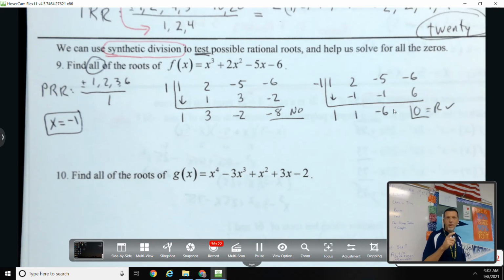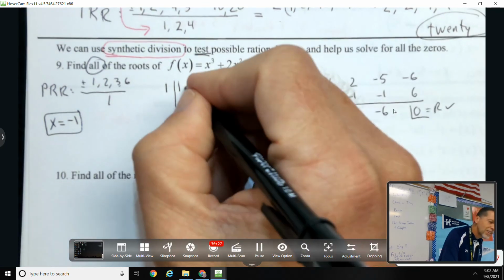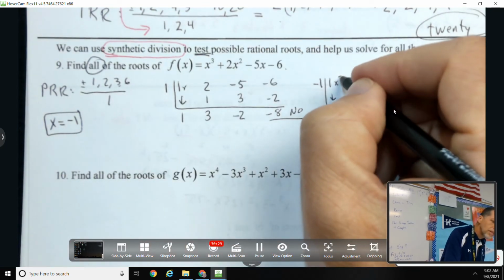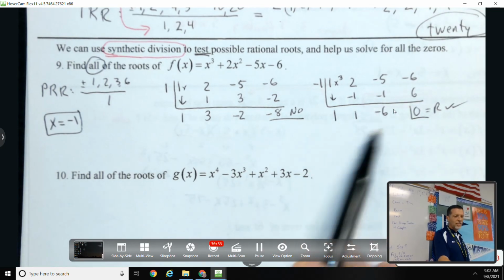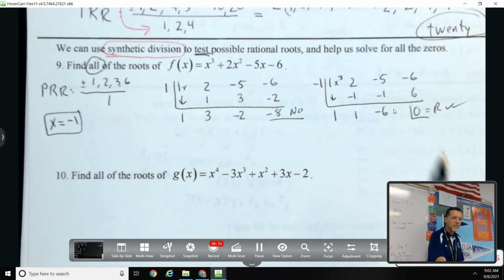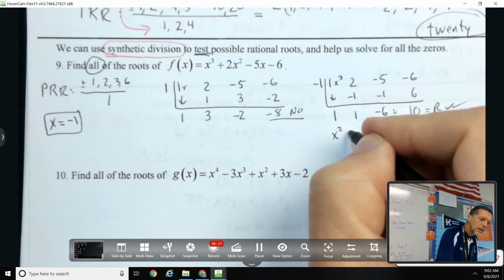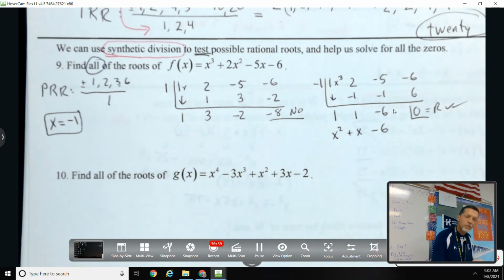But negatives? Or is that the only one? So we started with x cubed. Well, let's look at this one. We divided and got one that works. So that means that these depressed coefficients are kind of our new coefficients we can work with. So then we plug it into this one.